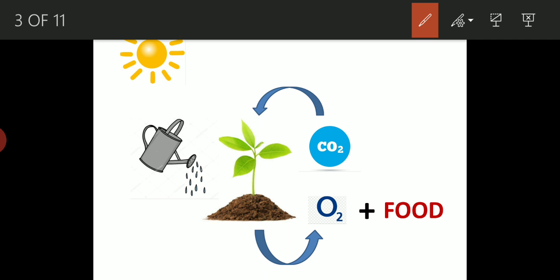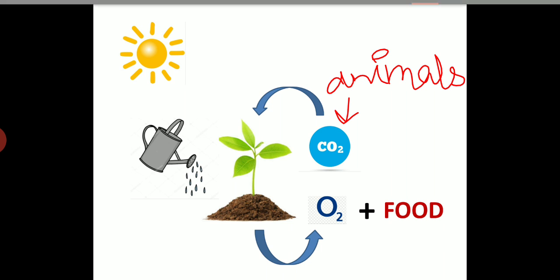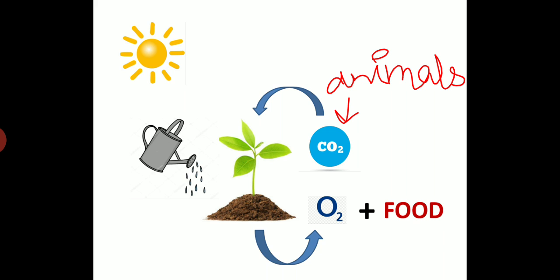Now this carbon dioxide, they receive it from animals, because animals and humans give out carbon dioxide. That carbon dioxide is being utilized by the plants, and then the plants produce oxygen, which is then utilized by animals and humans. That means other living beings. So let's see what is the importance of photosynthesis.